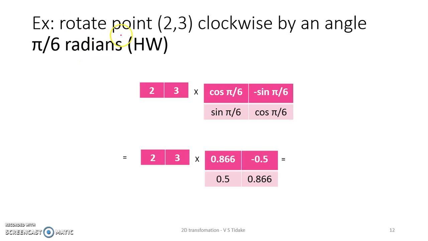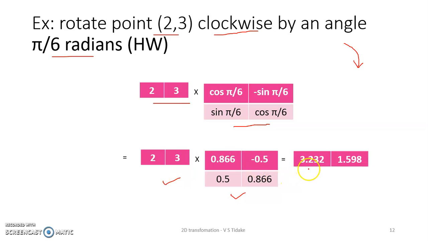For example, again we want to rotate the point 2, 3 by pi by 6 radians but in the clockwise direction, that is in this direction. Then we will write the matrix like this. So the 2, 3 point is represented by a 1 by 2 matrix like this, and this is the rotation matrix for clockwise direction by pi by 6. If we simplify this, we will get this matrix, and when you multiply these two matrices, we will get the point 3.232, 1.5.